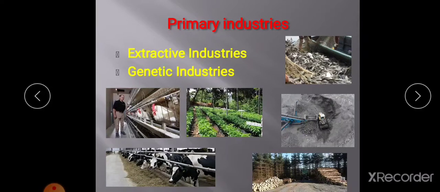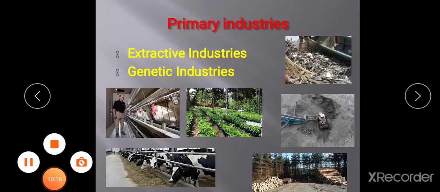Some common examples of genetic industries are agriculture or farming, crops, nurseries which multiply and sell plants, dairy farming, poultry farming, animal husbandry, that is horse breeding, grazing of sheep for wool and mutton. Then pisciculture or growing fish in ponds and rivers. Growing fish in ponds and rivers is known as pisciculture. Then that is known as genetic industries. Extractive industries and genetic industries. What are these industries? These are primary industries.